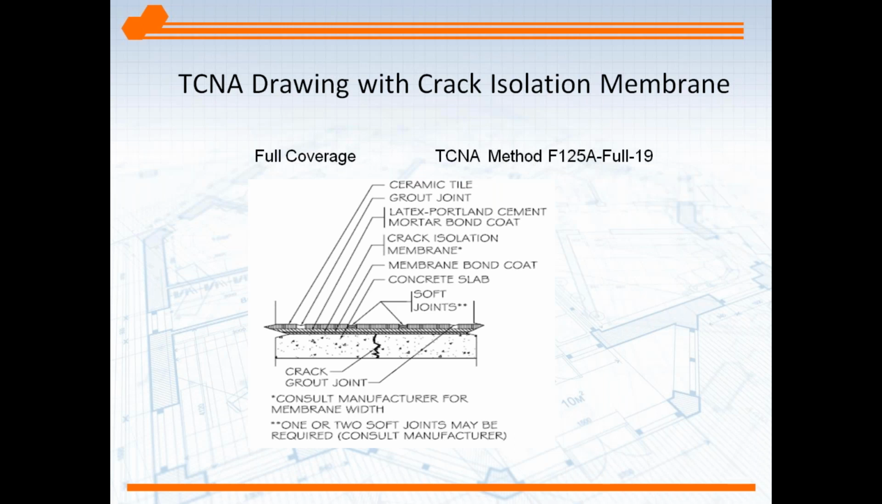So we take a look at the drawing themselves. It calls out the products: ceramic tile, grout, Portland cement mortar, and you can see a crack isolation in there. And you'll see an asterisk on that. And down bottom, the asterisk is consult your manufacturer for membrane width. Different manufacturers are installed at different widths. They have different guidelines for installing. And of course, the TCNA is not about any one manufacturer. This is about installation methods that work, that are proven in the industry.